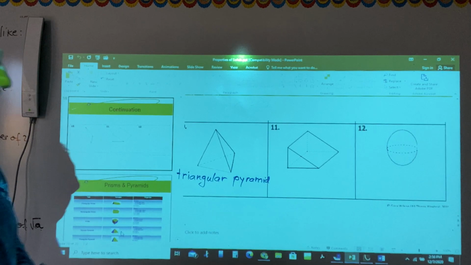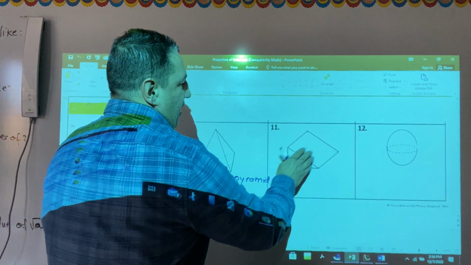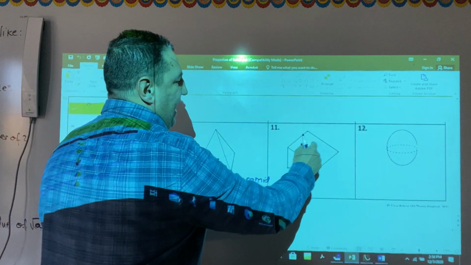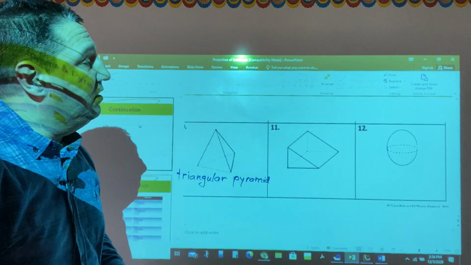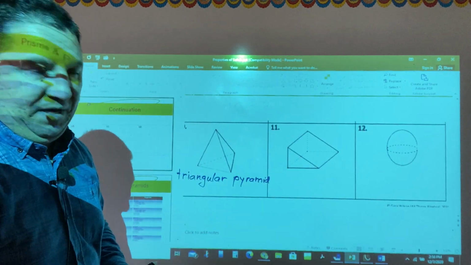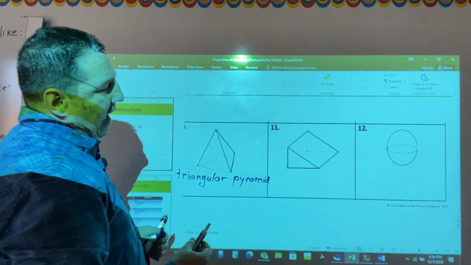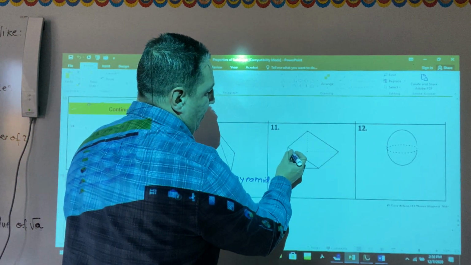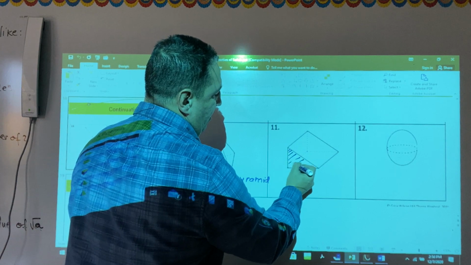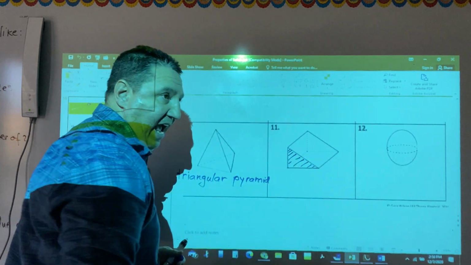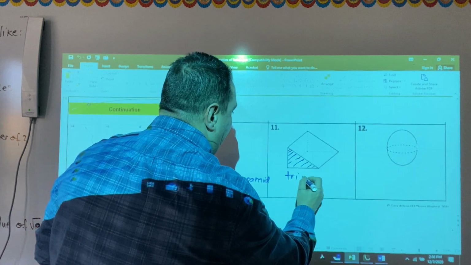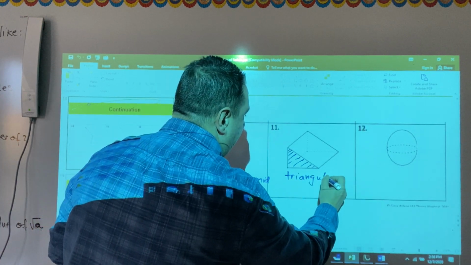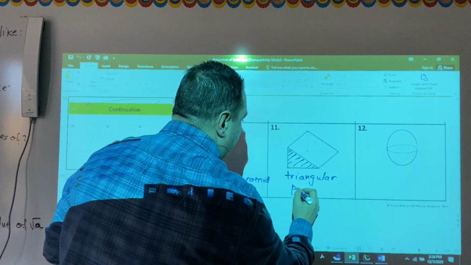Good. Next, this solid has two identical bases, two identical ends. So it's a prism. And the name of the prism is given by the name of its base, which is a triangle. So the name would be triangular prism.